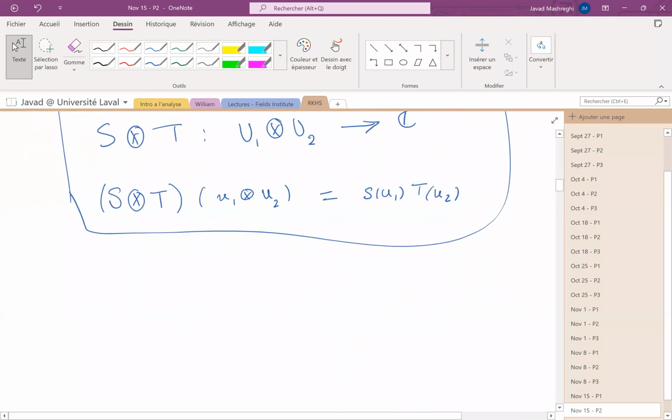Another property of this, which indeed I will need in the next session of the book, is the Hamel basis for U tensor V. And here is the theorem, so for Hamel basis.